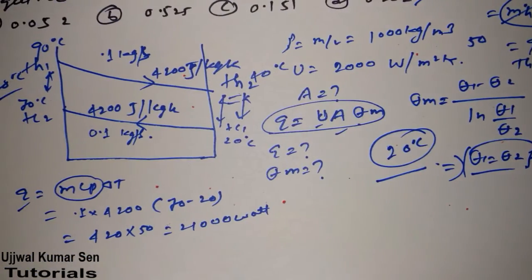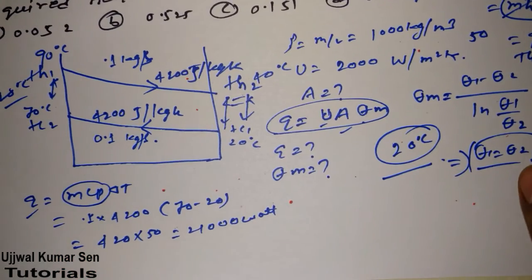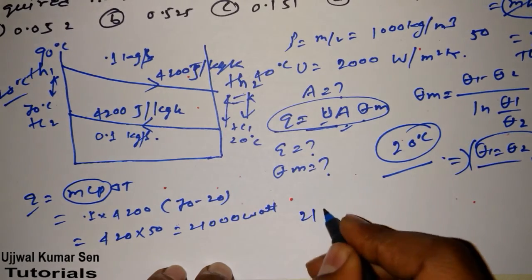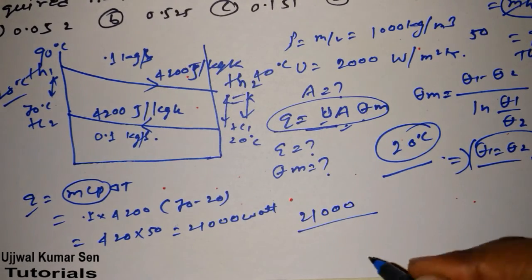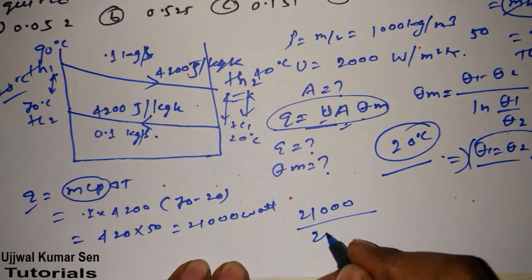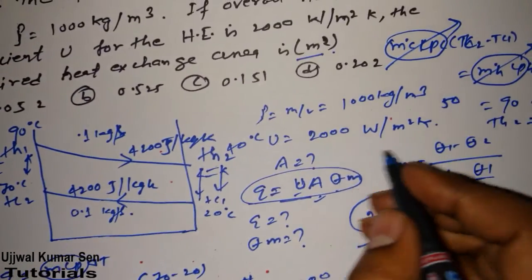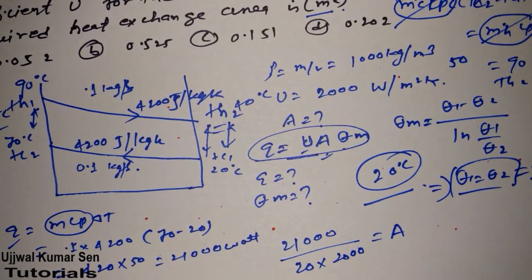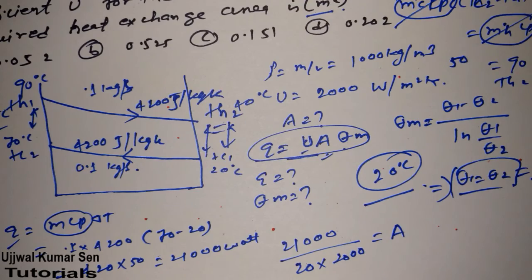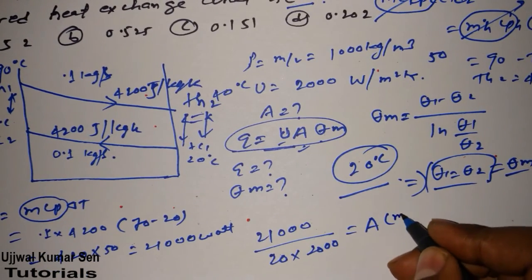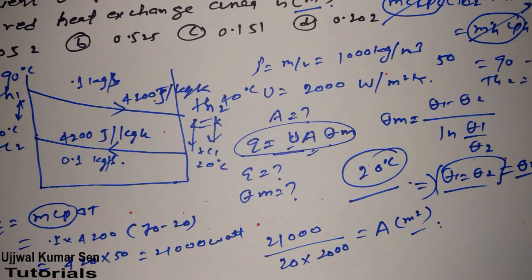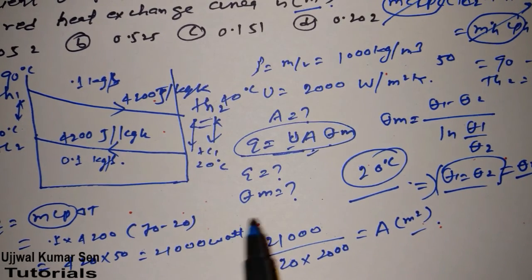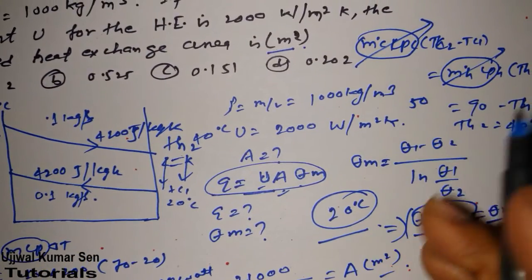Now, what we have been given is a formula, and we have found Q is 21,000. If we send theta m, 20, to this side, and U is 2000, it is equal to A. The unit is as it is because we haven't changed anything, so we don't need to take care of it, because the area will automatically be in meter square. So what we did till now: we found the value of Q, and we found the value of theta m using a simple formula.